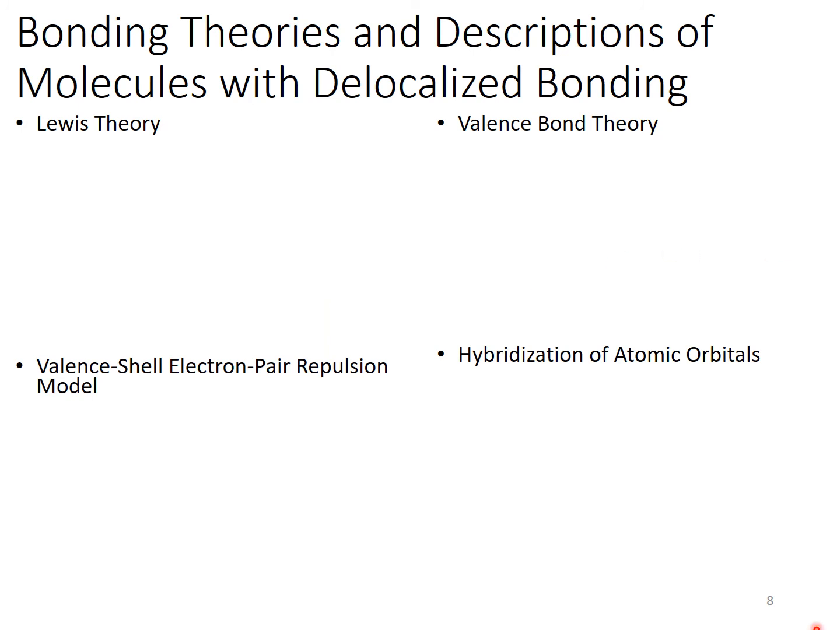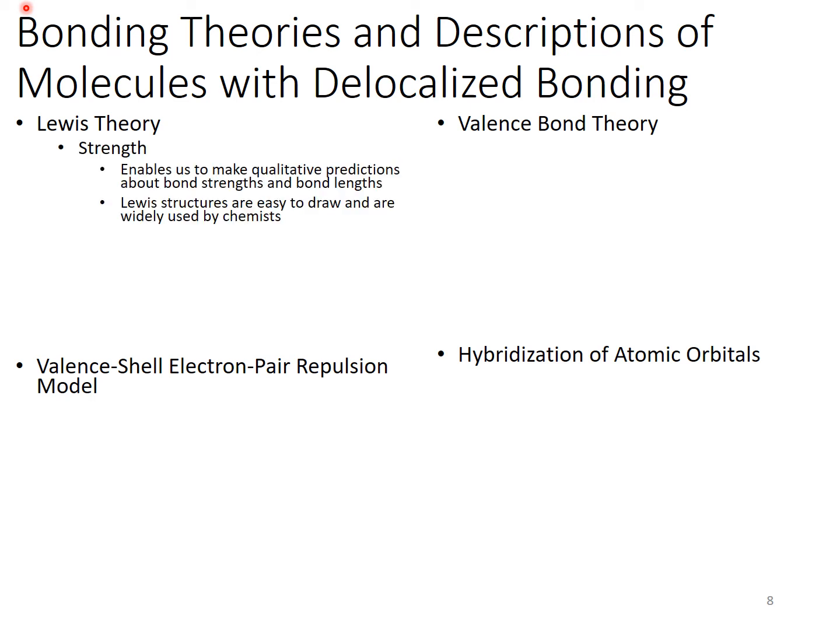All right, so here are the bonding theories and how we can describe molecules with this sort of delocalized bonding theory. So we have Lewis theory, which was the Lewis dot structures. We have VSEPR theory, valence shell electron pair repulsion model. Then we talked about valence bond theory, and then kind of a caveat beyond valence bond theory, which was the hybridization of atomic orbitals.